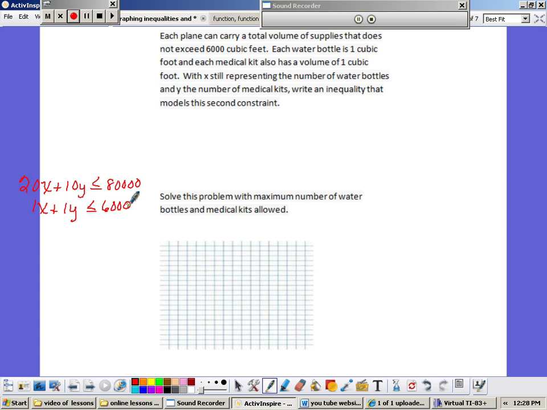We have to add 2 more of our own constraints, and these 2 constraints are added a lot. For example, can you have a negative amount of water bottles? No, so x has to be greater than or equal to 0. Can you have a negative amount of medical kits? No, so y has to be greater than or equal to 0. So that means I am graphing in an L graph, where x is my water and y is my medical kits.